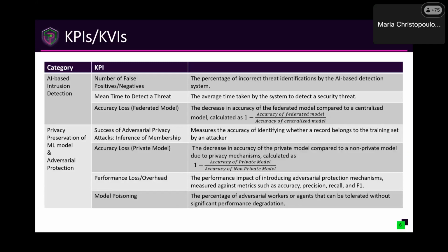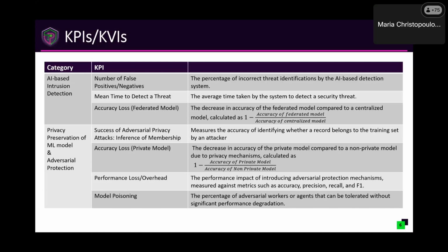The first category, let's say, we have termed it as AI-based intrusion detection because we are focusing on artificial intelligence for intrusion detection. In this case, we have the number of false positives and negatives as a KPI. Essentially, it's the percentage of incorrect threat identifications by the AI-based detection system. Additionally, we also have the mean time to detect a threat. It's the average time the system needs to detect a security threat. This also depends on the kind of threat that we're discussing, if it's an APT, for example.